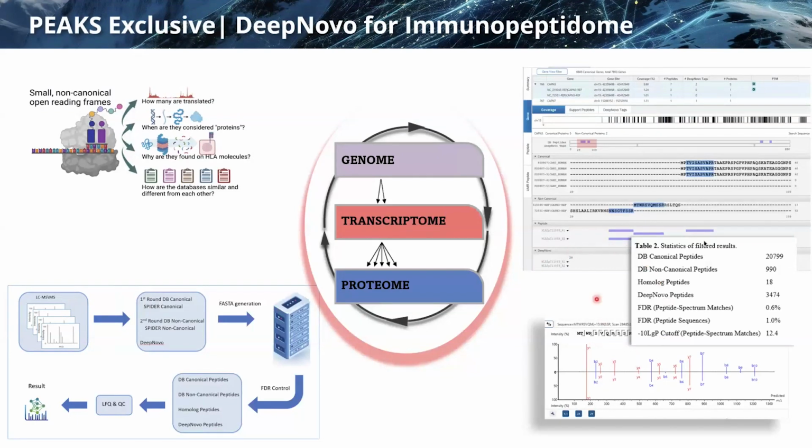And then, of course, we give you the statistics in terms of database search, FDR controls, canonical peptides, non-canonical peptides, homology peptides, and DeepNovo peptides. If you click on any of these, we will give you the actual spectrum. You can flip here between the mirror plot or the actual assigned pre-processed MS2, that is just the empirical MS2.